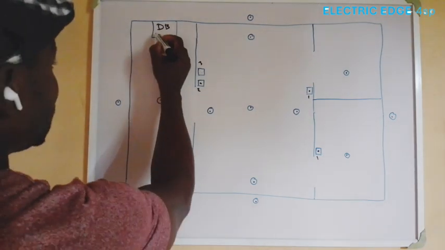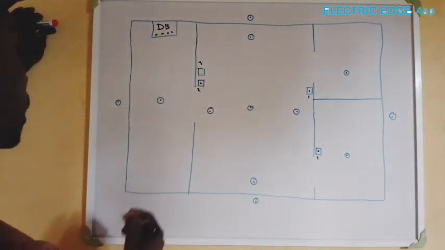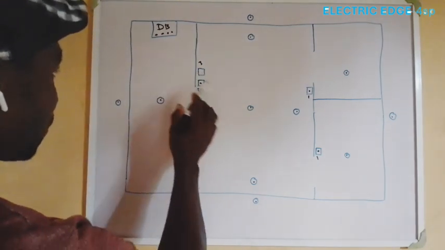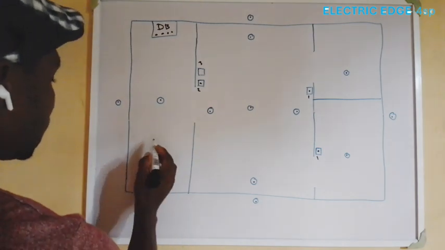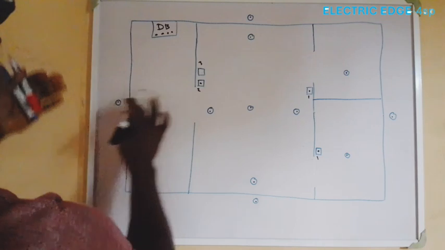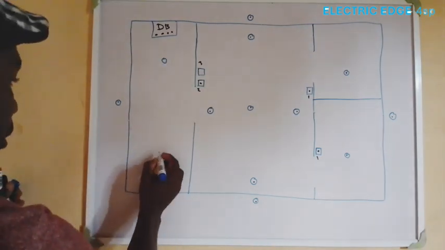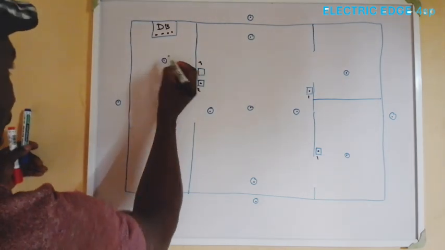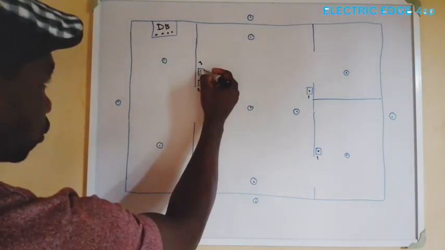From our DB, we have done the piping already. Let's assume this particular one is going to serve as 3-gang. And for this 3-gang, for instance, let's say we have 2 lighting points here. This is a lighting point. This is another lighting point. Assuming our sit out is a large sit out, this particular switch is going to control it.